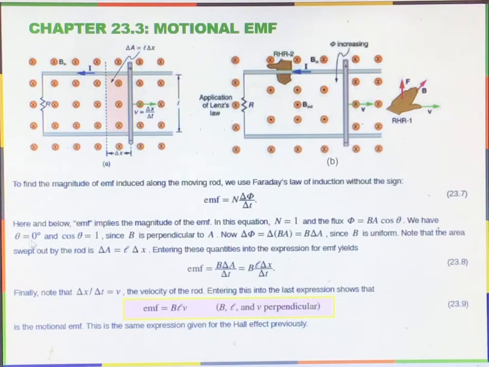Again, we notice that in this example, theta is just equal to 0 because the magnetic field is always at 90 degrees with respect to the area of this surface. So the angle is equal to 0, and when the angle is equal to 0, the cosine is equal to 1.